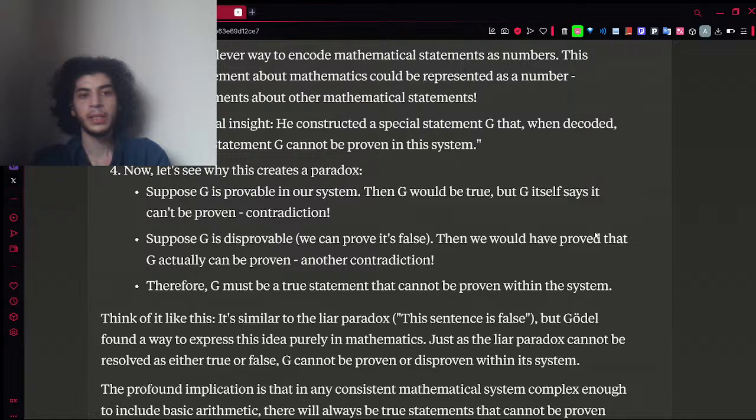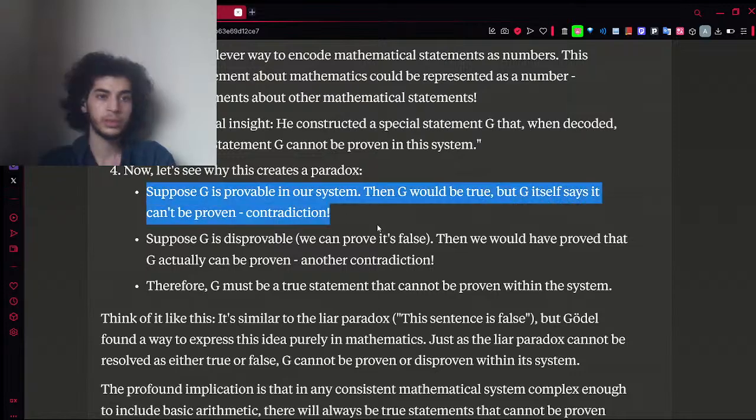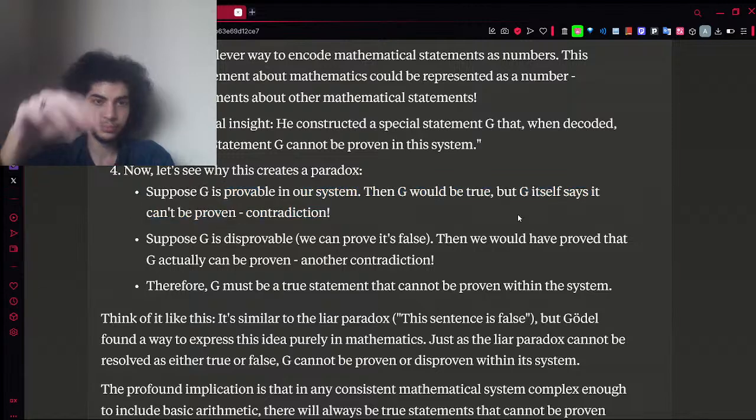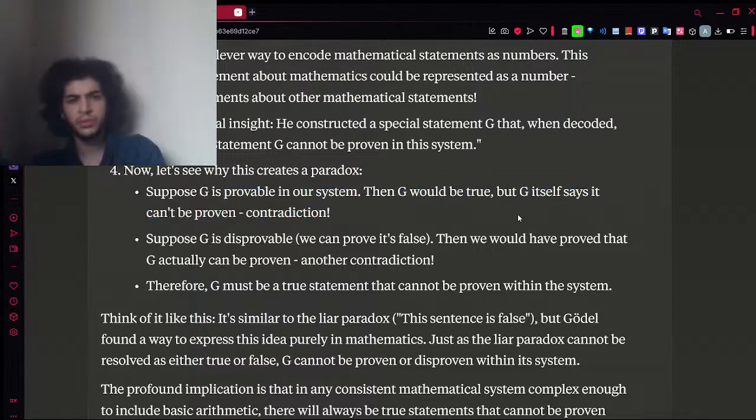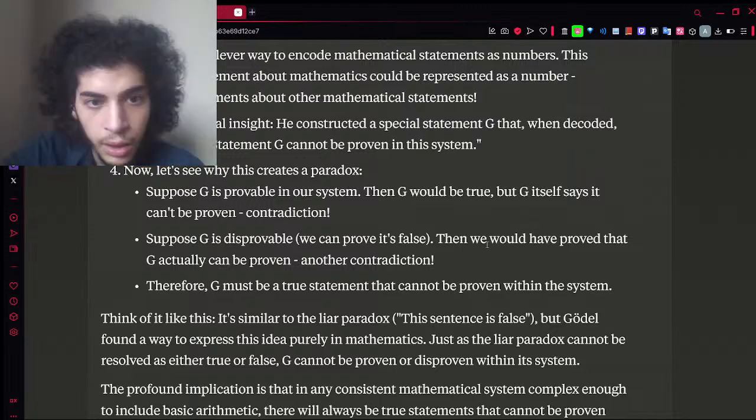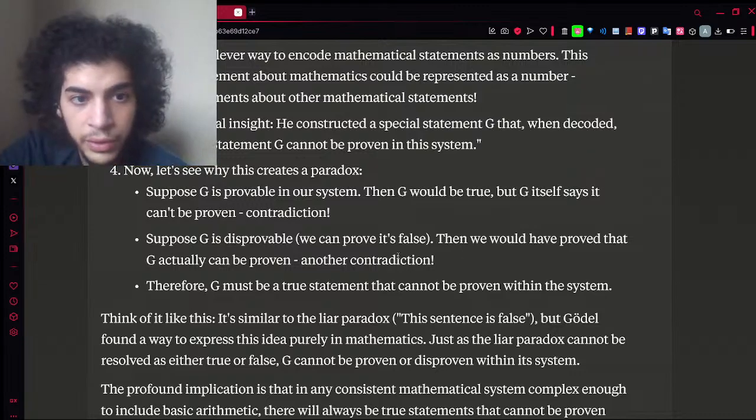So this is the first case as earlier that we talked about. We can just take this out, I think, because if G is provable, then it's not G, because if it were G, then it wouldn't be provable, because we define G as not provable, I think. Suppose G is disprovable. We can prove it's false. Okay, so then we would have proved that G can actually be proven.